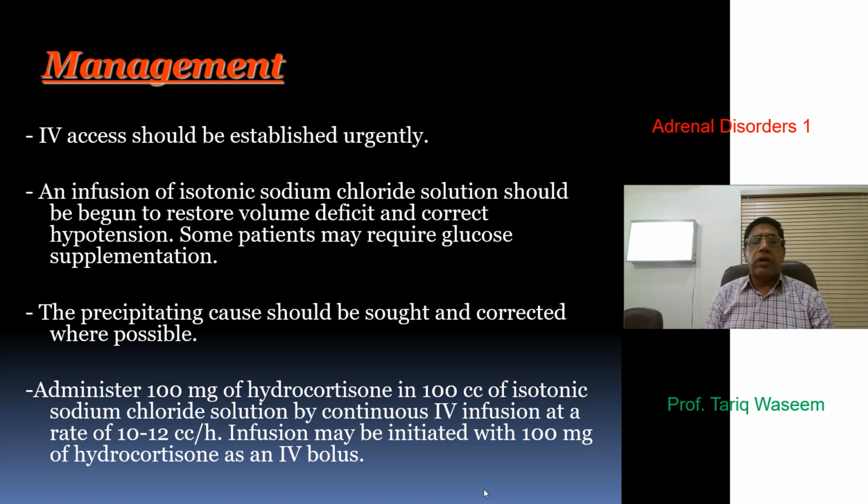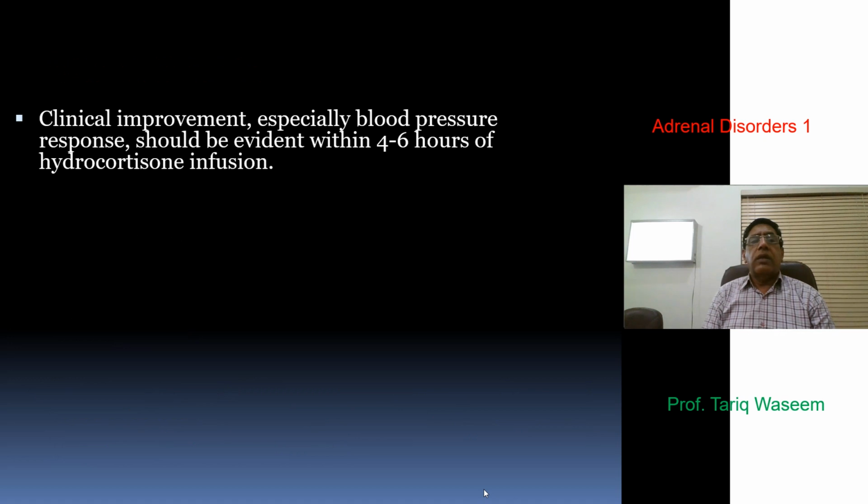You have to administer around 100 milligrams of hydrocortisone in 100 cc of isotonic sodium chloride solution by continuous IV infusion at a rate of around 10 to 12 cc per hour, and the infusion may be initiated with 100 milligrams of hydrocortisone as an IV bolus. So you give a bolus of 100 milligrams of hydrocortisone stat, then the infusion diluted in 100 ml of saline at a rate of around 10 to 12 cc per hour. Clinical improvement, especially blood pressure, usually starts responding within 4 to 6 hours.